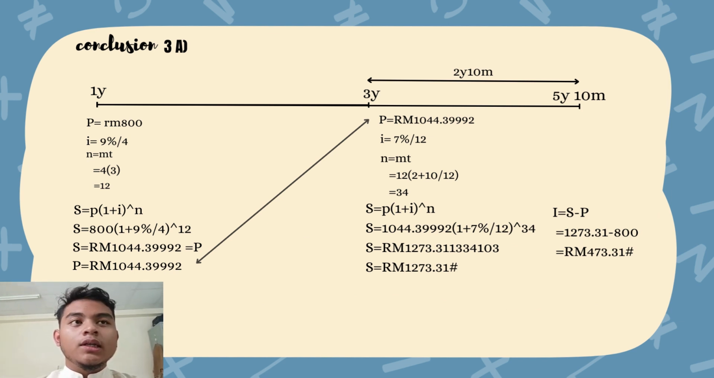Using the same formula, P is equal to 1044.39992, I equal to 7% over 12, N equal to 12 times 2 plus 10 over 12, which is 34. And we get the amount at the end of the period is RM1273.31. In order to find the interest earned, we use the formula I equal to S minus P. So S is 1273.31 and P is 800. We get that the interest earned is RM473.31.